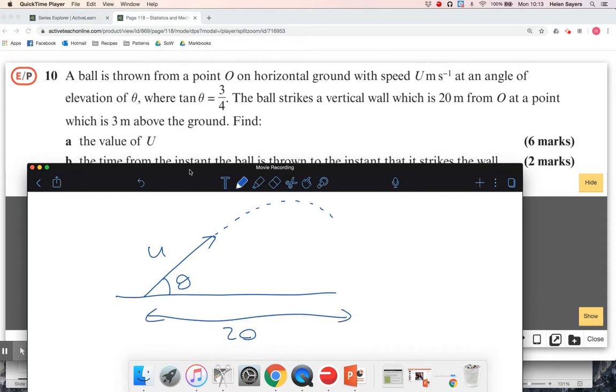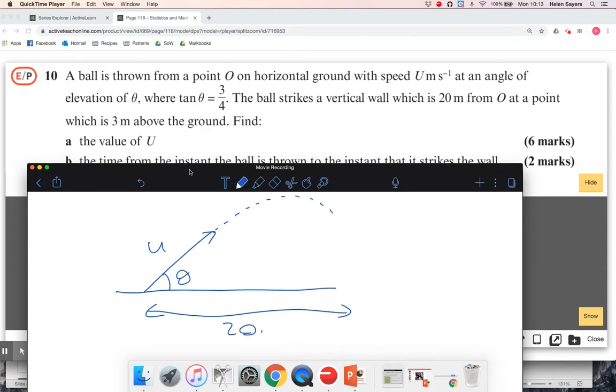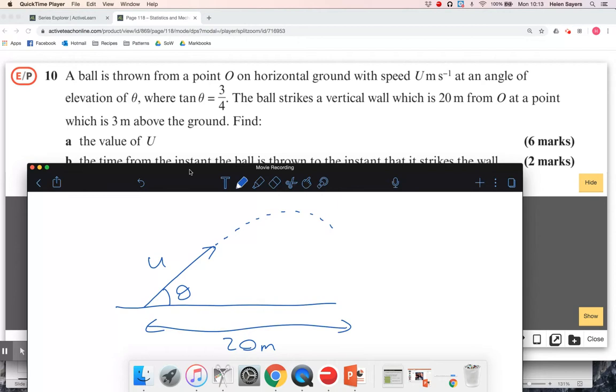Sorry, still can't see that. So 20 meters from point O. Just checking I've got that in the right place. So that's 20 meters, and at a point which is 3 meters above the ground, find the value of U. This is worth 6 marks, so I'm going to make us work for it. The one bit of information I haven't written down yet is that tan theta is 3/4.